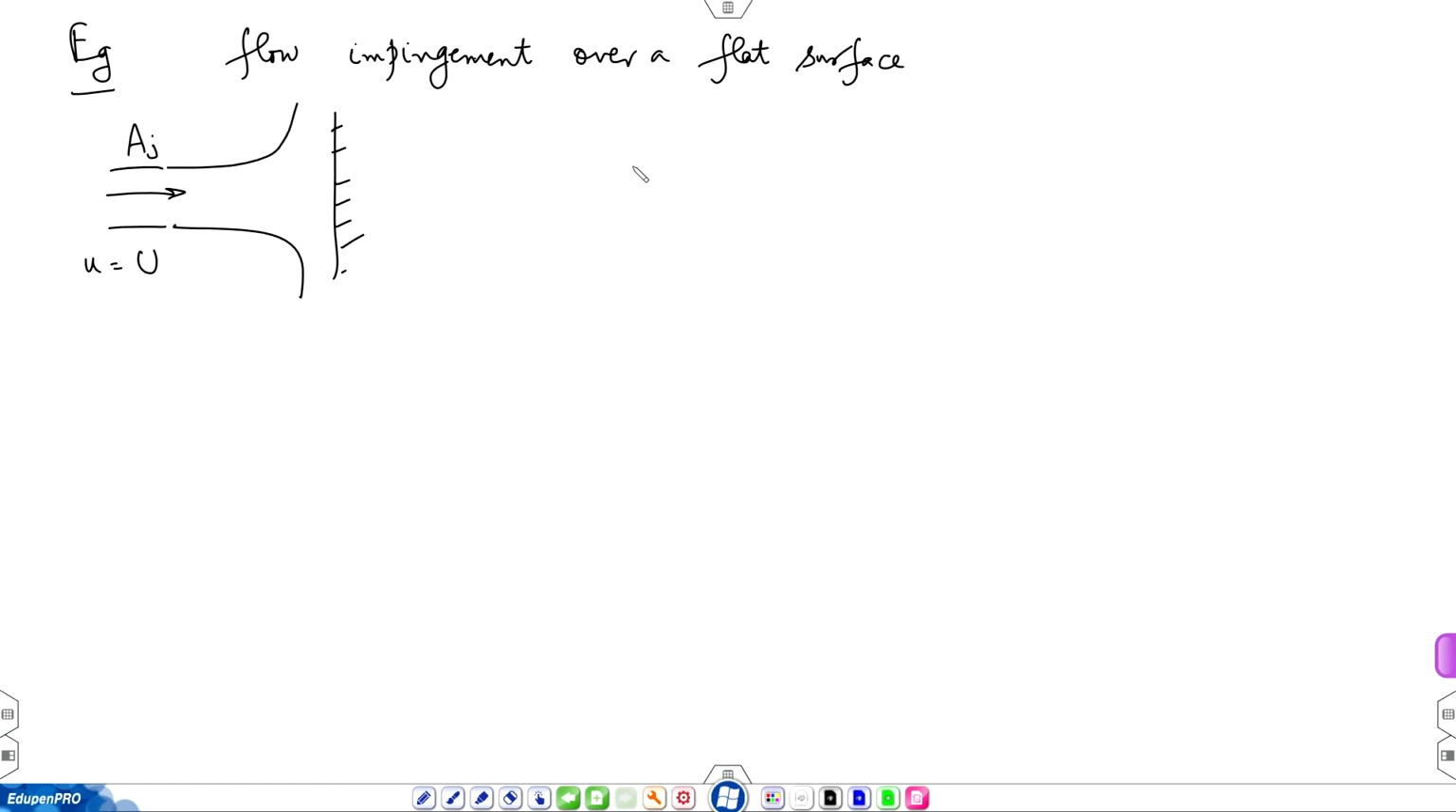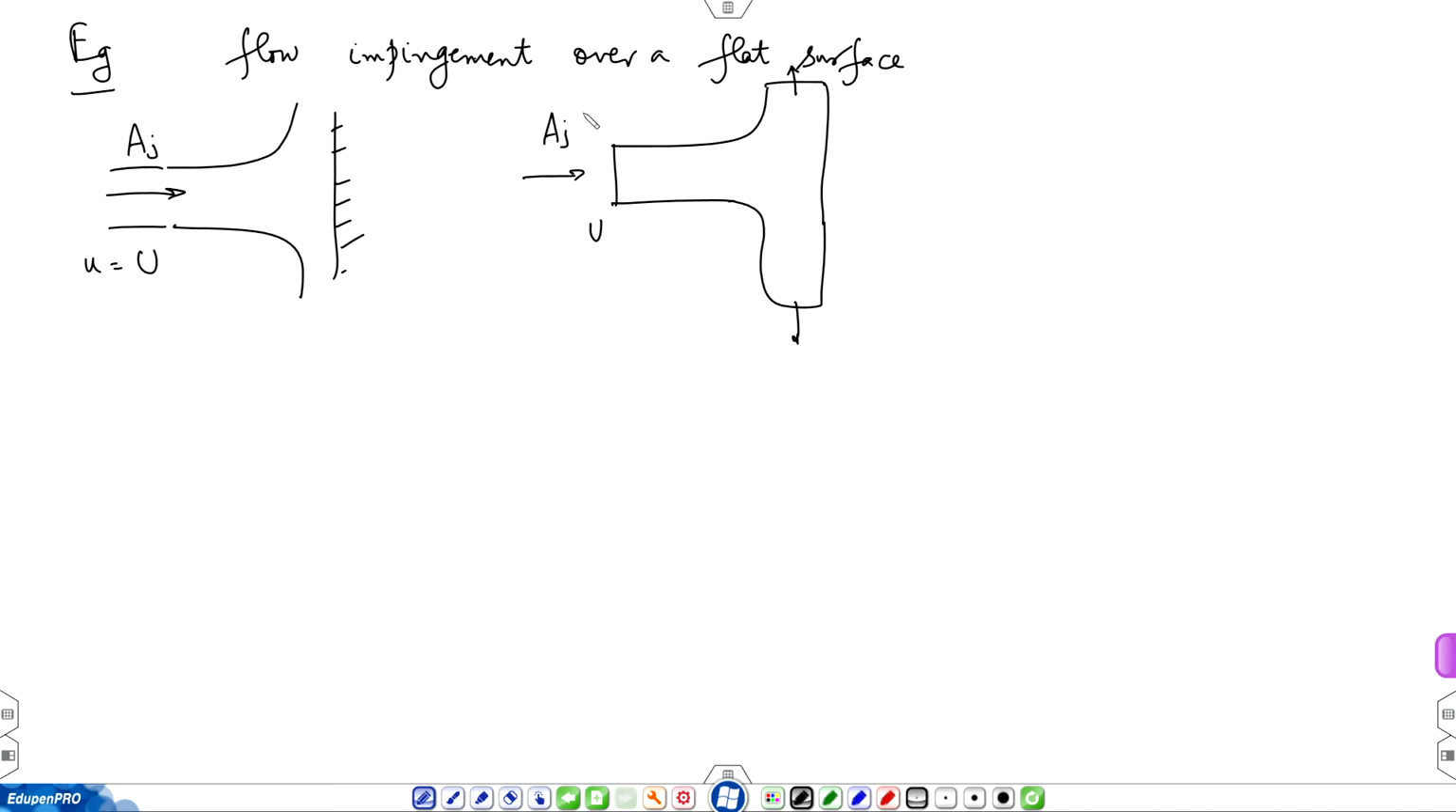So, our control volume will be like this. This is capital U, cross sectional area is A j. Let us call this inflow plane 1, outflow plane 2, outflow plane 3. So, applying mass balance.